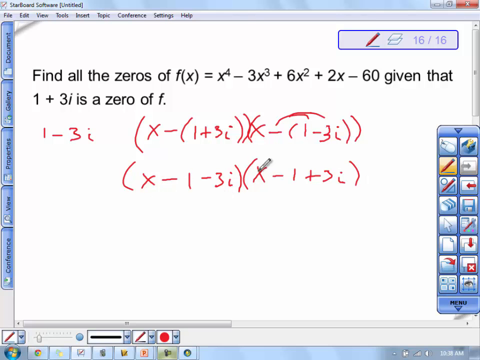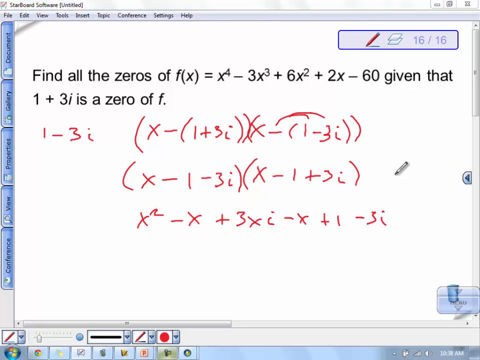Now I'll FOIL. x times x gives me x squared. x times negative 1 is negative x. x times 3i is positive 3xi. And then I'll go to the second term and distribute that. So negative 1 times x is negative x. Negative 1 times negative 1 is positive 1. Negative 1 times 3i is negative 3i. Now I'll go last and distribute that. So that would be, I'll move to the second line, negative 3xi, positive 3i, and negative 9i squared.